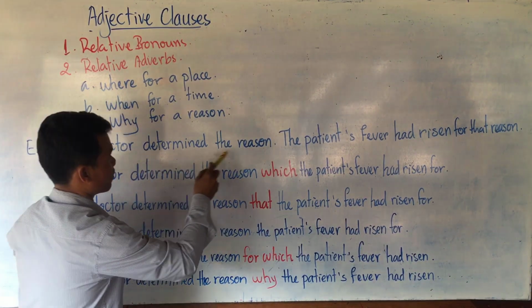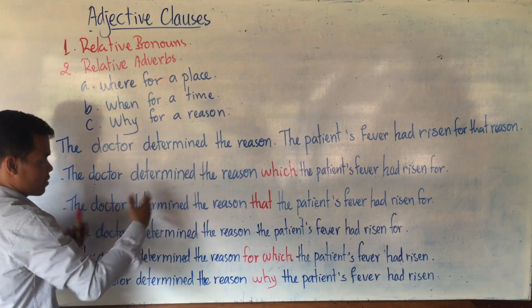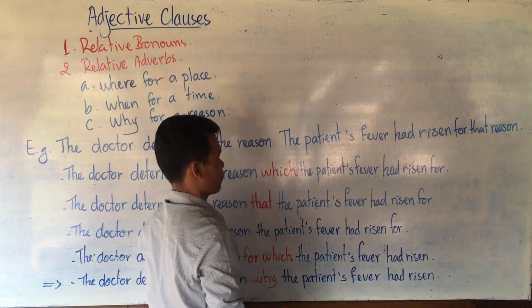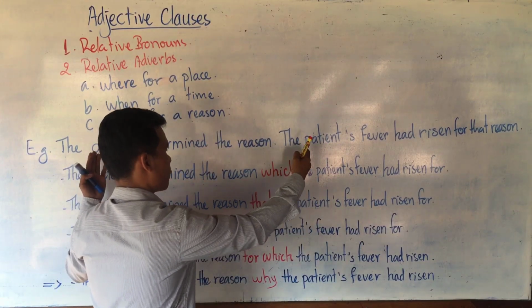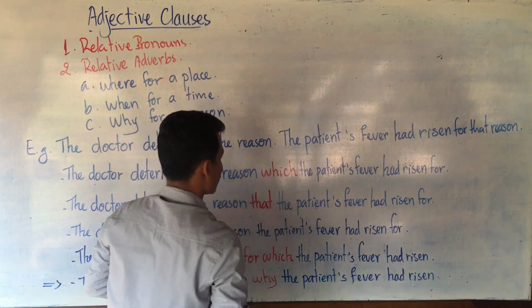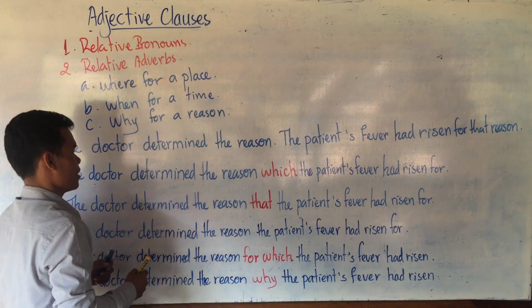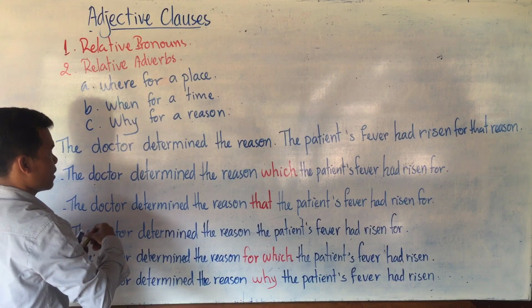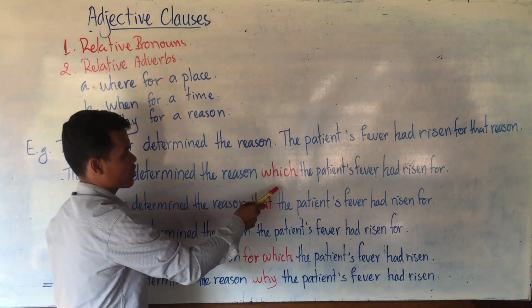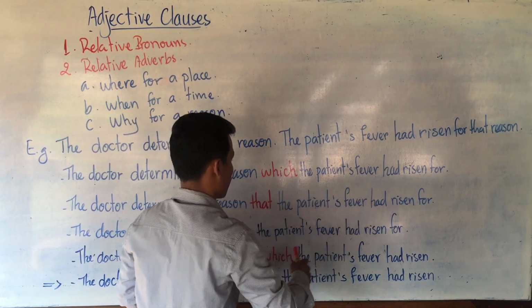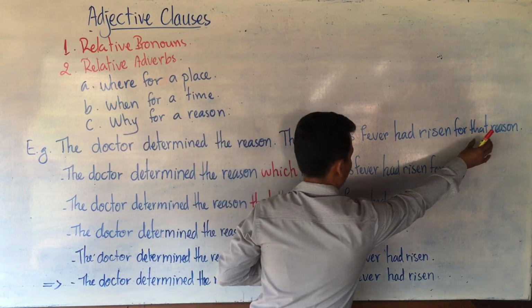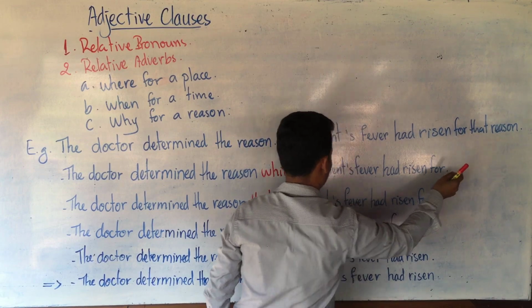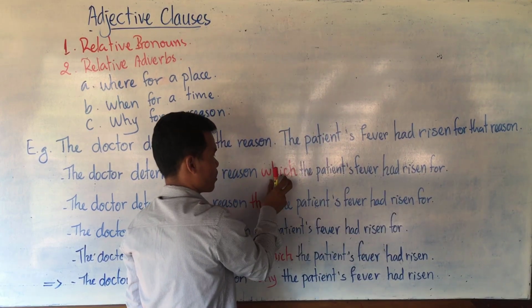The doctor determined the reason. Here, simple sentence: the patient's fever had reason for that reason. Two simple sentences are combined into one complex sentence. We can write an adjective clause like this: the doctor determined the reason which the patient's fever had reason for. Which here replaces that reason, and reason here is the object of preposition for. Then we can use which at the beginning of the clause like this.